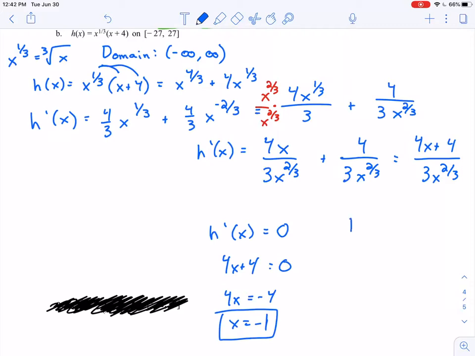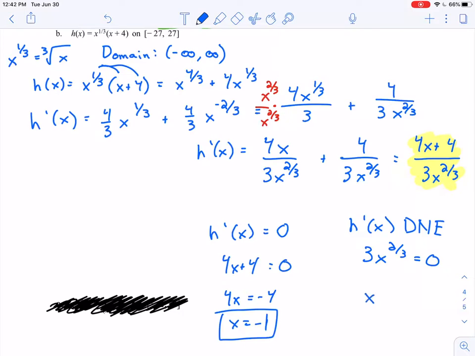I also need to think about places where h prime of x is undefined or places where it does not exist. And for that, again, I'm looking at this derivative right here, and I'm concerned, well, what if my denominator is equal to 0? What happens then? Then I'm dividing by 0. So I'm going to take the denominator, 3x to the 2/3 power, is equal to 0.